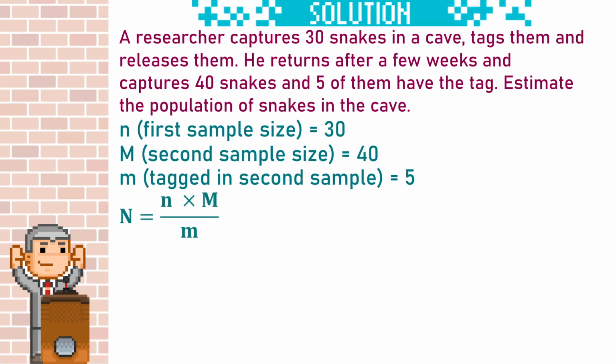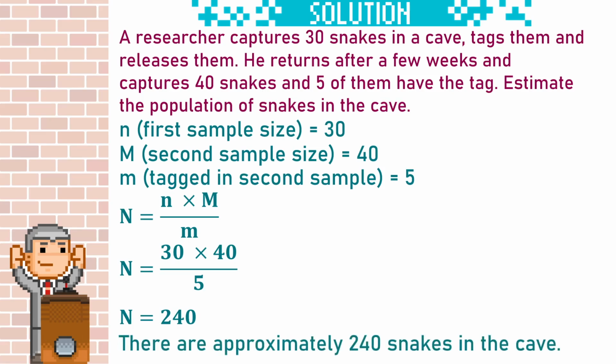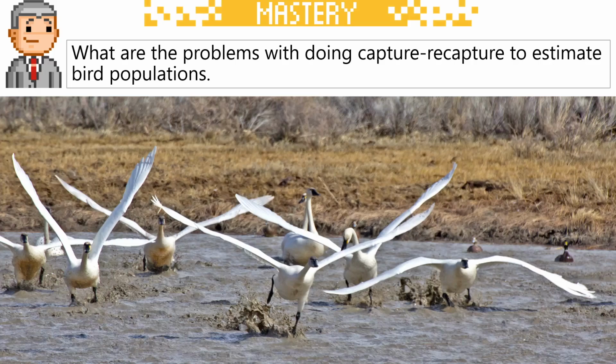And using our very nice capture-recapture formula, we just plug the numbers in and we find that our estimate is about 240 given the numbers we are given. Let's finish on this question. So what are the problems with doing capture-recapture to estimate bird populations? If you know, write it in the comments below.